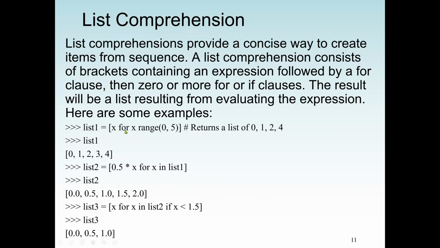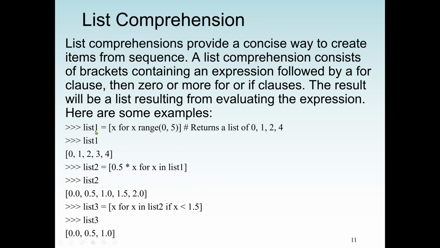So list comprehensions, again, provide a concise way to create items from a sequence. A sequence will be an object that consists of items, a list of items, in order. So a list comprehension consists of brackets containing an expression followed by a for clause, then 0 or more for or if clauses. Now, the result will be a list resulting from evaluating the expression. So let's see the example here, which again will help us understand the concept of list comprehension.